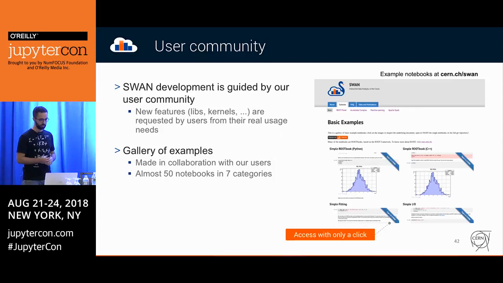And our community is very important to us, because it's this community that is helping us shape what SWAN is. I mentioned the example of the BIMS department, but there are others. And they usually come to us, they ask us for functionality. We work with them to integrate these functionalities inside SWAN. And in the end, we have the habit of creating notebooks that exemplify how you can use these functionalities. So if you go to cern.ch/swan, you can see almost 50 notebooks that exemplify how to use SWAN, and most of them are related to physics.